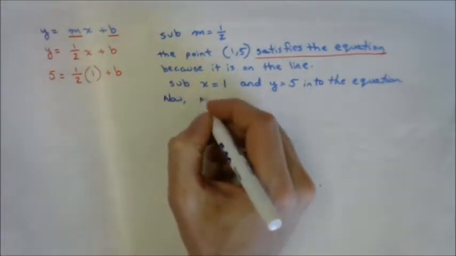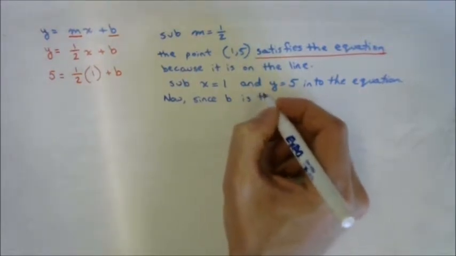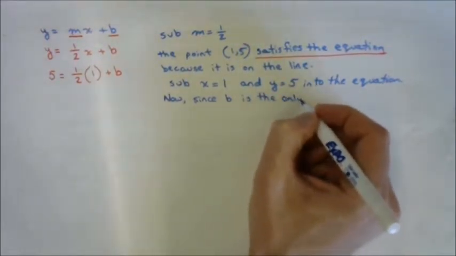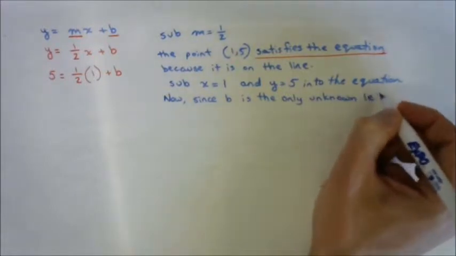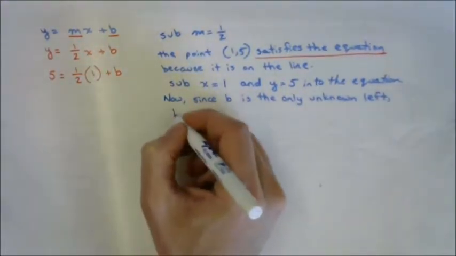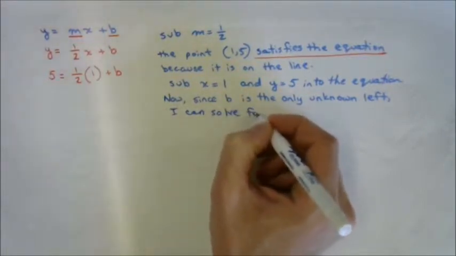Now, since b is the only unknown left, I can solve for b.